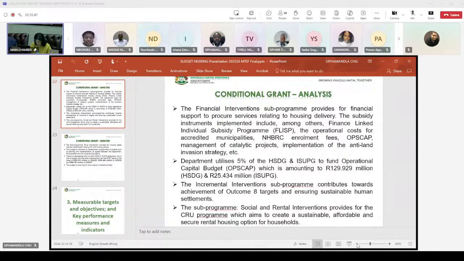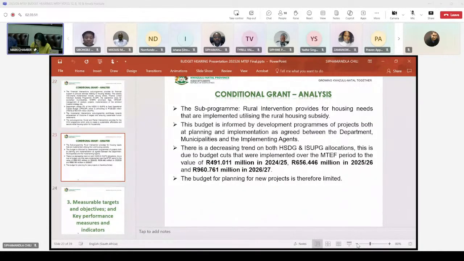There's a decreasing trend on both our grant allocations due to budget cuts that were implemented over the MTEF period to the value of 491 million rand in 24-25, 656.4 million in 25-26 and 960 million in the 26-27 years. This has then resulted in the budget for planning for new projects being limited.